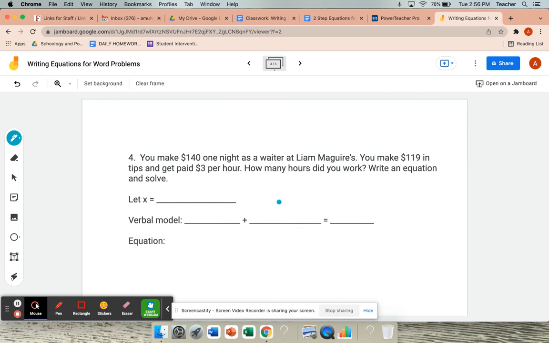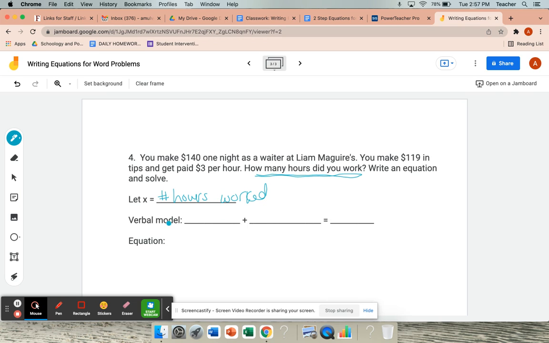And the last one. Remember, the sum of the parts, if I add the parts together, I should get the total. You make $140 one night as a waiter at Liam McGuire's. You make $119 in tips and get paid $3 per hour. How many hours did you work? Let X be the number of hours that you worked.